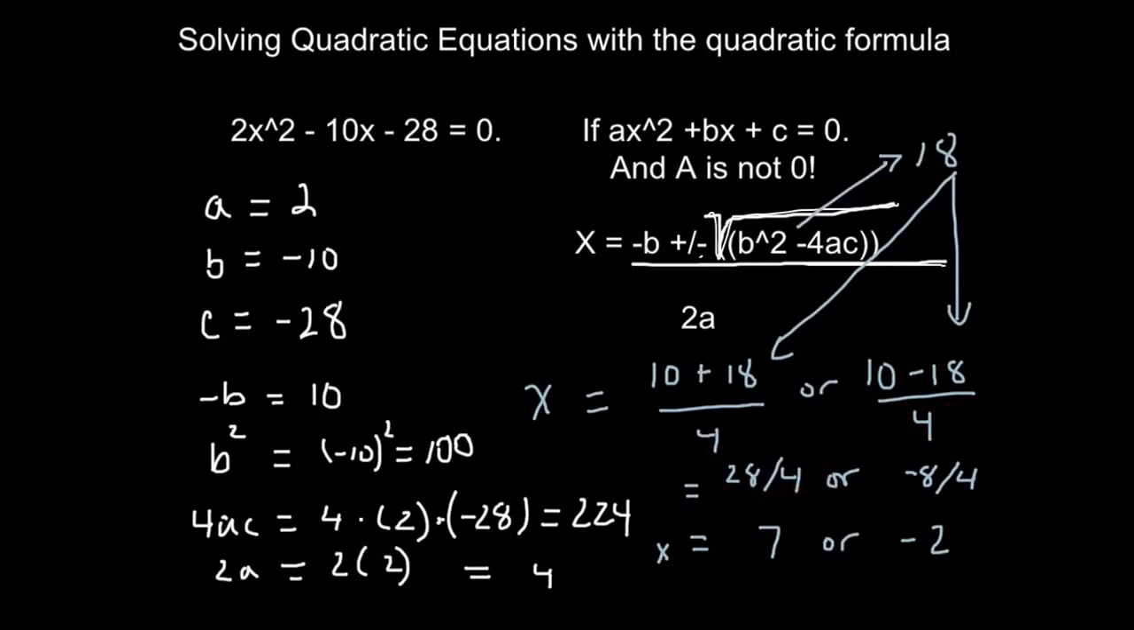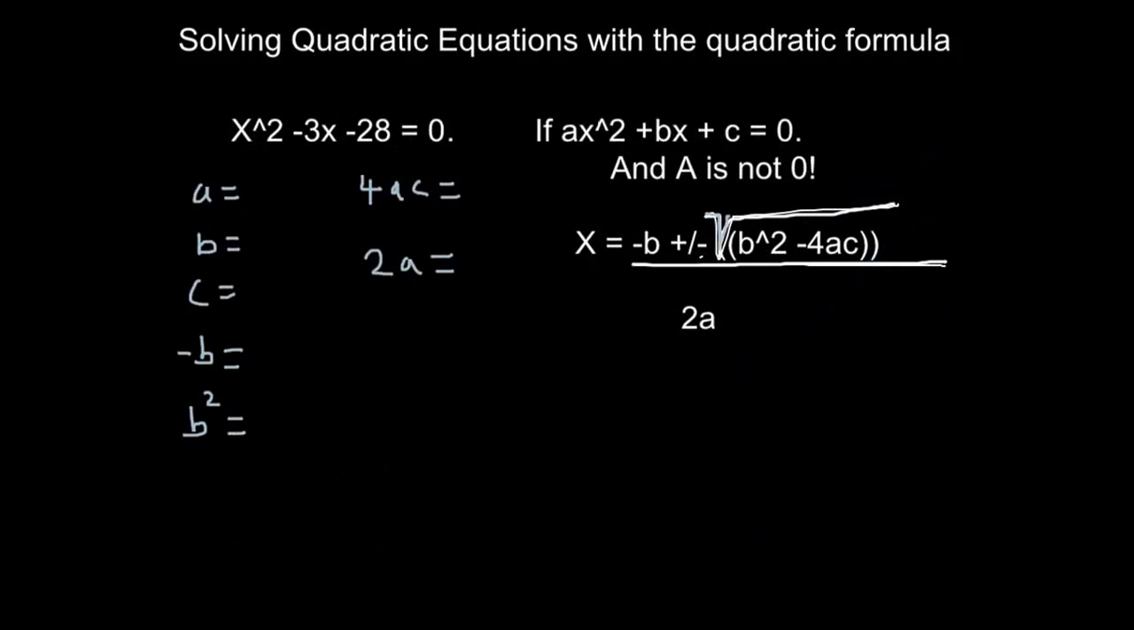Simplify it. 28 divided by 4, 7. Negative 8 divided by 4, negative 2. Those are your two x values. X can equal 7 or x can equal negative 2. An easy way to check this, put 7 into this equation. 7 squared times 2 minus 10 times 7 minus 28 should equal 0. Negative 2. Negative 2 squared times 2 minus 10 times negative 2 minus 28 should equal 0. Then you know for certain that you have the right answer.